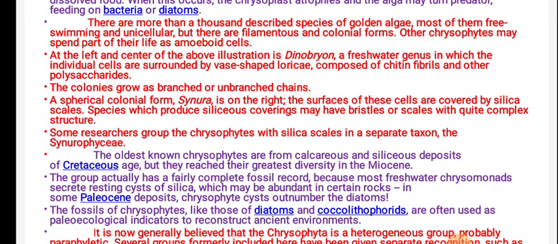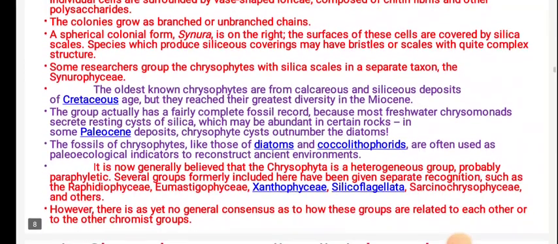There are thousands of species of golden algae, and they are generally found swimming as unicellular, filamentous or colonial forms. Dinobryon is one freshwater genus, and it shows a vase-shaped structure. There are chitin fibres. The colonies grow as branched or unbranched. Then Synura genus is a colonial genus.